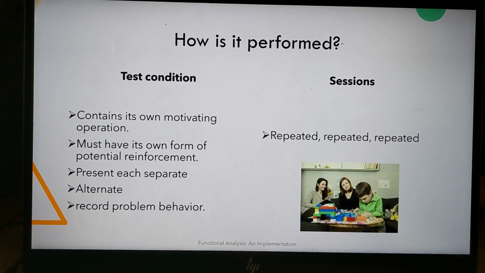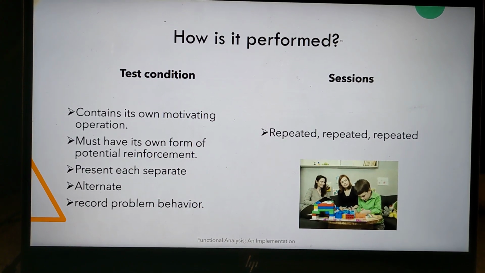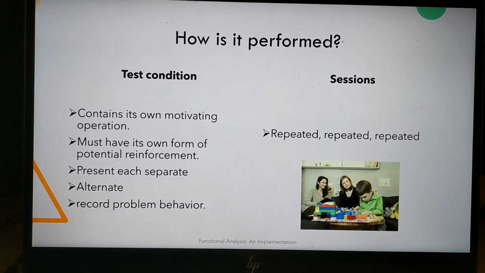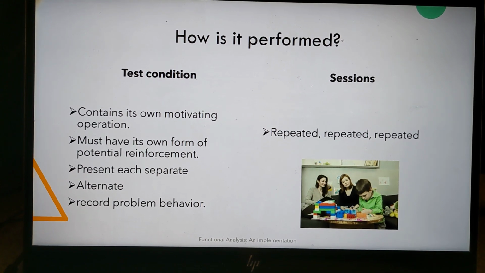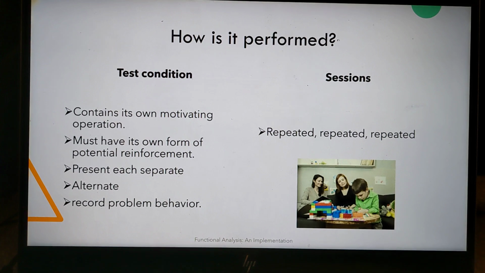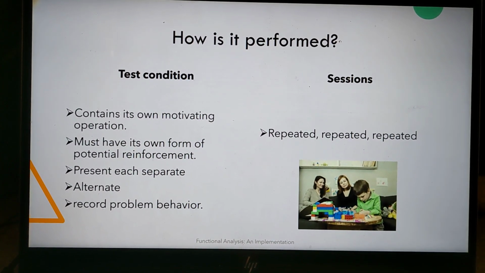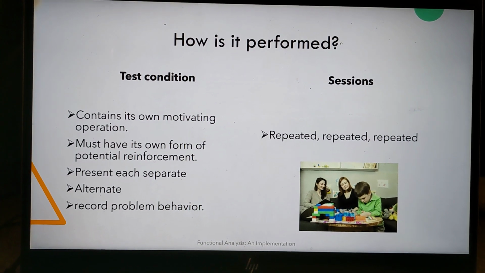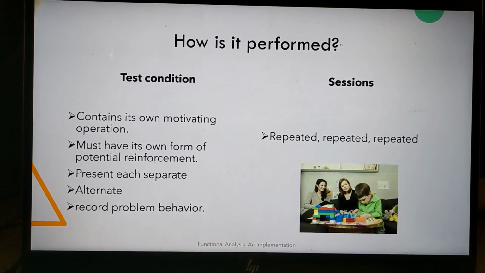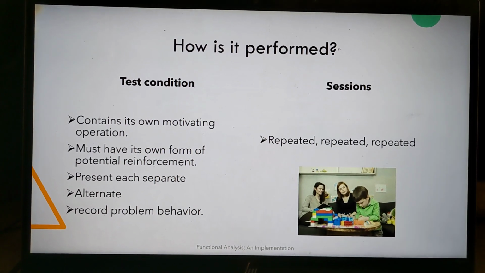You want to make sure that you repeat each condition separately and within an alternating sequence. This helps you to see under which conditions a problem behavior might occur the most. You want to make sure you have multiple sessions and that you are repeating them. This as well will help you to determine under which conditions problem behaviors may be more likely to occur.